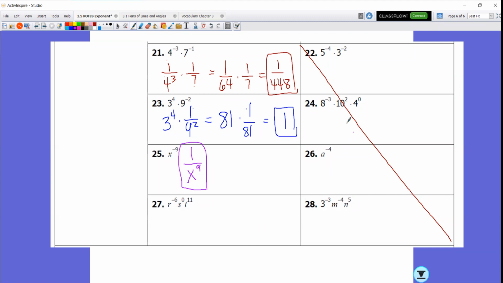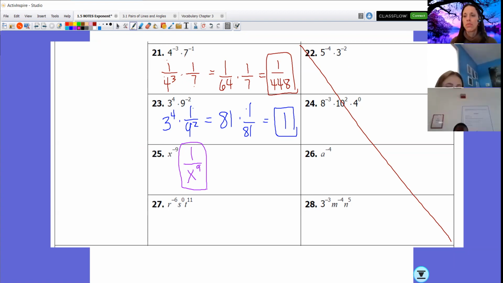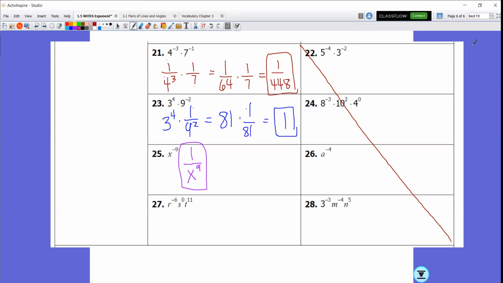I know I said I wasn't going to do 26, but I want to do 26 anyway. How would I rewrite a to the negative fourth power with a positive exponent? It's exactly the same thing we did in 25. A to the negative fourth power, I want to write it with a positive exponent.